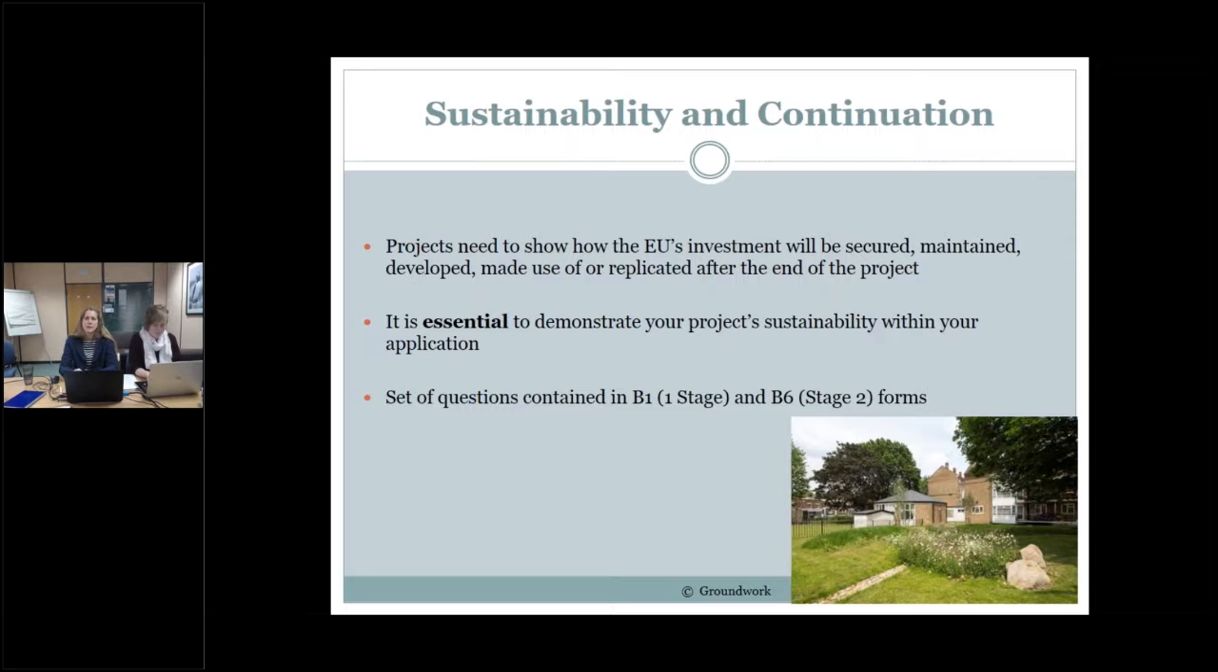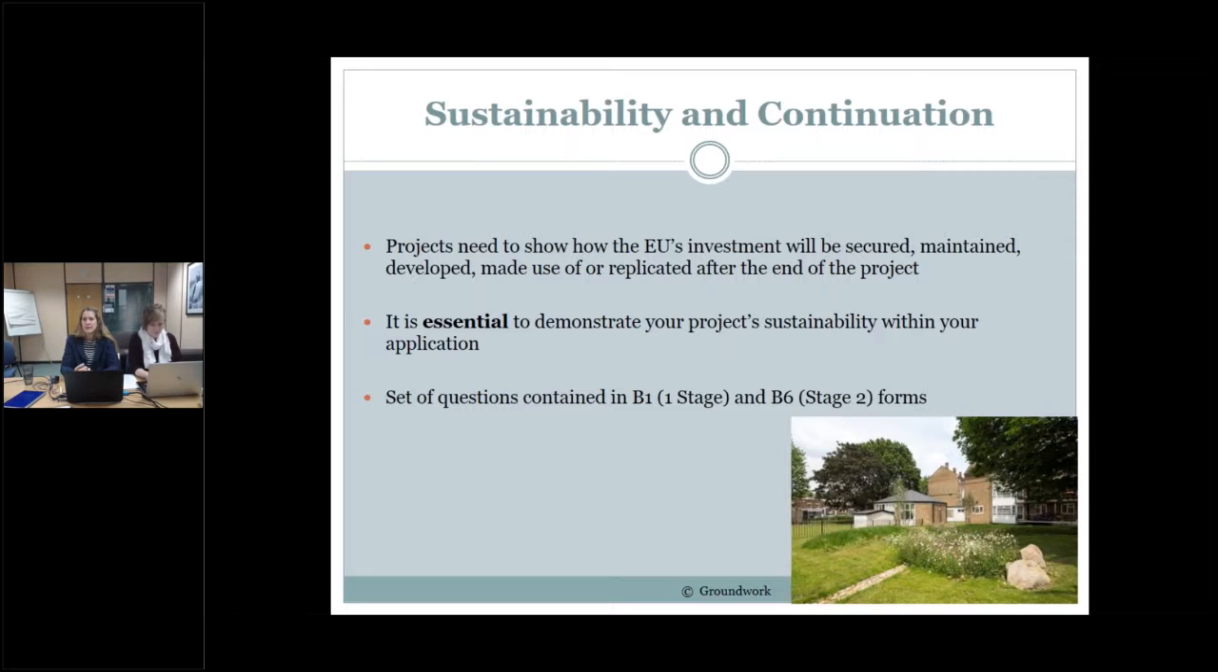Back to sustainability and continuation. The guidelines list a set of questions you will have to answer in your B1 form for stage 1, and it's the B6 form for stage 2. So for example, which actions will have to be carried out or continued after the end of the project? How will this be achieved? What resources will be necessary to carry out these actions?